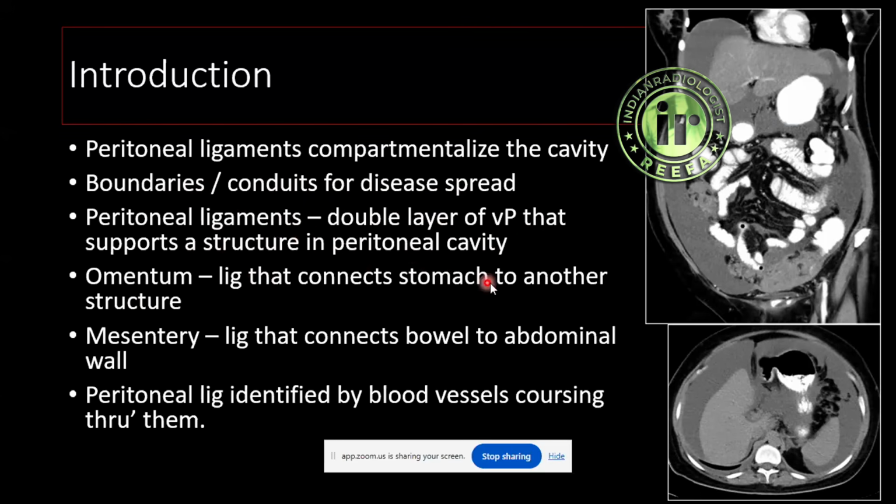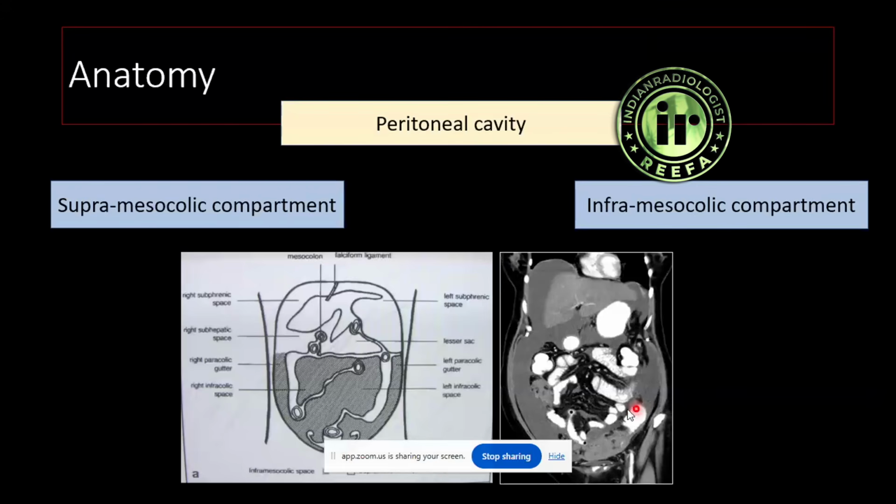Omentum is the ligament that connects the stomach to another structure, while mesentery is the ligament that connects bowel to the abdominal wall. Normally, if there is fluid, then we are able to identify these ligaments well, but in the absence of that, we can use blood vessels coursing through the ligaments to identify the peritoneal ligaments. So let's begin with the CT anatomy.